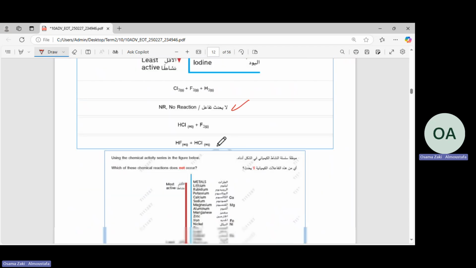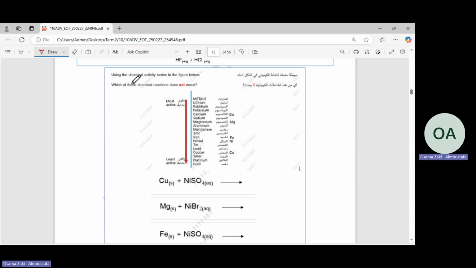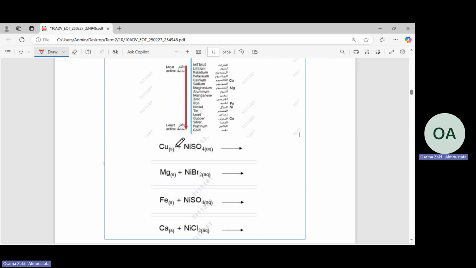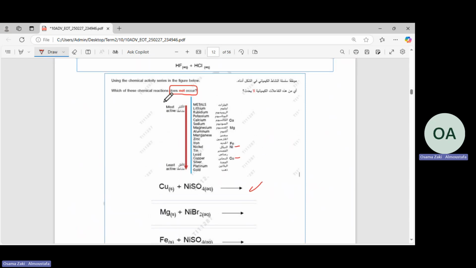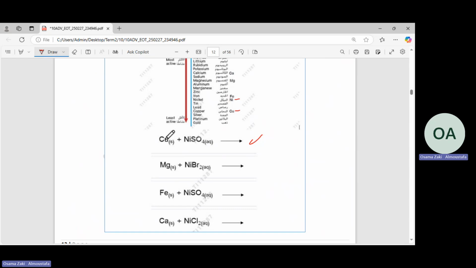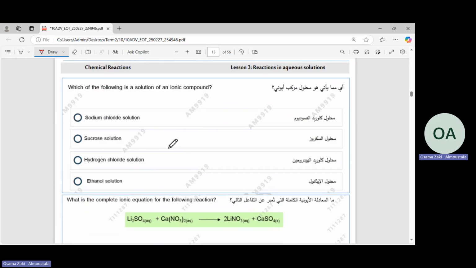Next question. Using the chemical activity series in the figure below, which of these chemical reactions does not occur? Does not occur. Let's check. Cu and Ni. This is Cu, which is copper, and this is Ni, nickel. Can Cu kick out Ni? No. So this is the correct reaction, because they say here doesn't occur. Cu cannot replace the Ni. So this is the correct answer here.